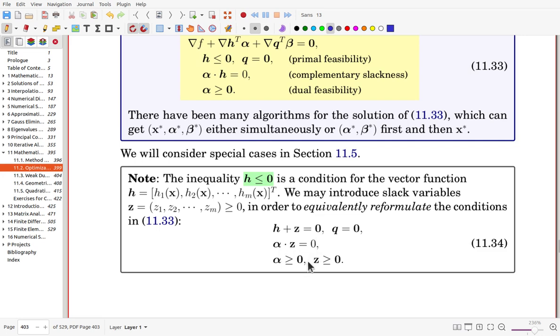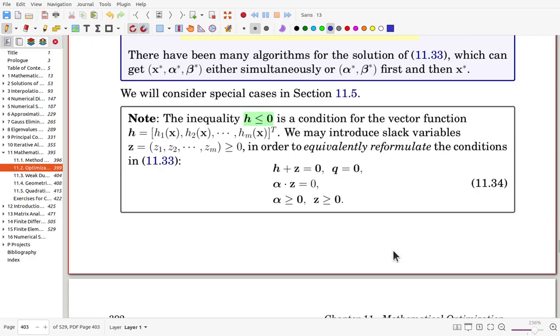And then we have one more condition: z must be non-negative. These are all equalities, and these are now parameters, not functions, and they are non-negative. That is a requirement. So along with the first equation and these conditions, we can solve the problem more conveniently. That's how we can solve the problem. This is the end of the section. Thank you.